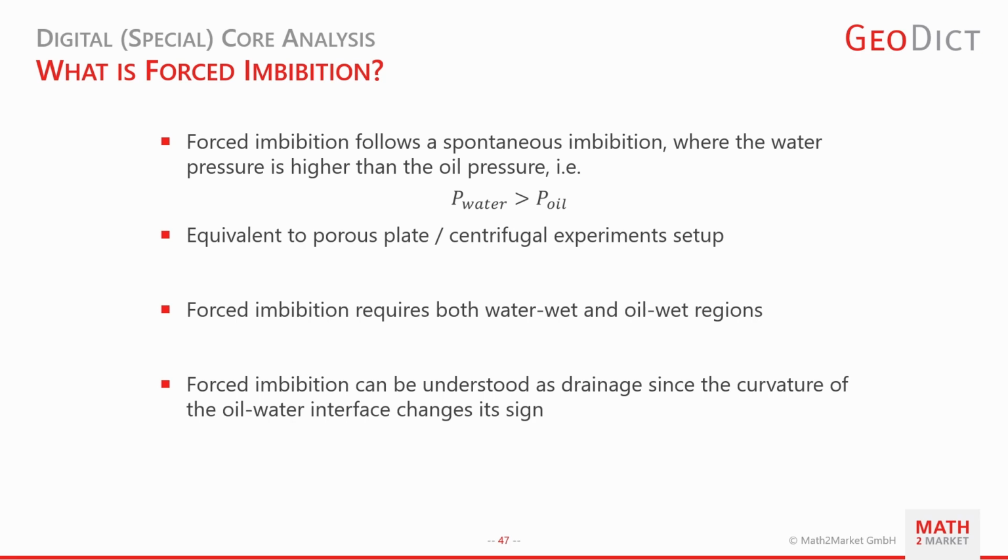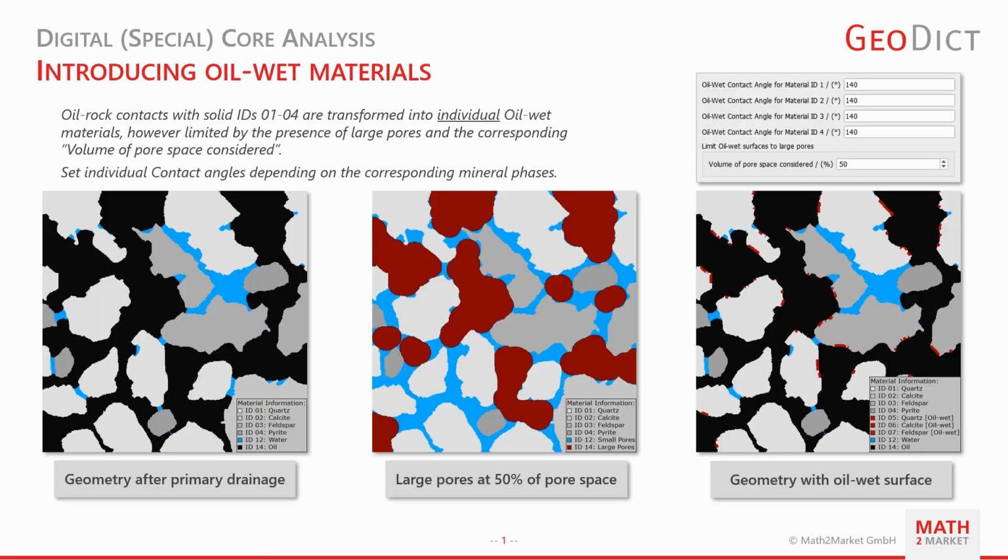Therefore, forced imbibition can be understood as drainage, since the curvature of the oil-water interface changes its sign. But before starting the simulation in GeoDict, I want to have a word on introducing the oil-wet materials in GeoDict. Oil rock contacts are transformed into individual oil-wet materials. These are, however, limited by the presence of large pores and the corresponding volume of pore space considered, which can be chosen in the menu of the GeoApp for the forced imbibition.